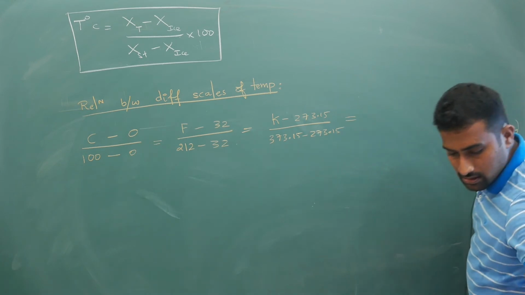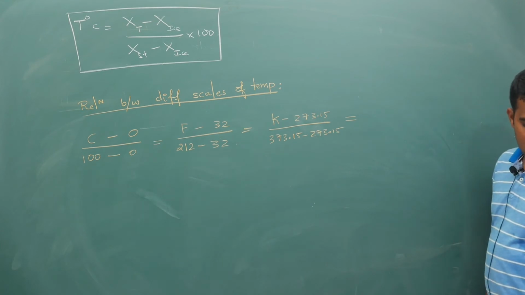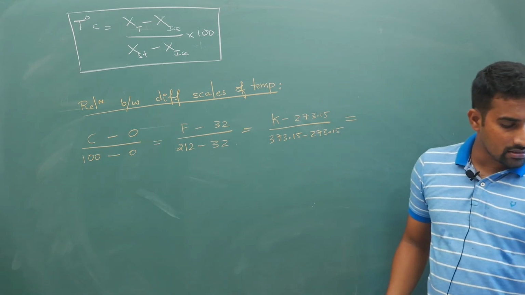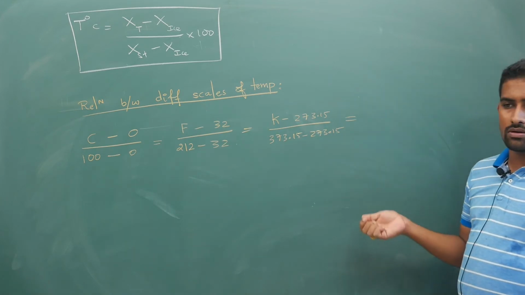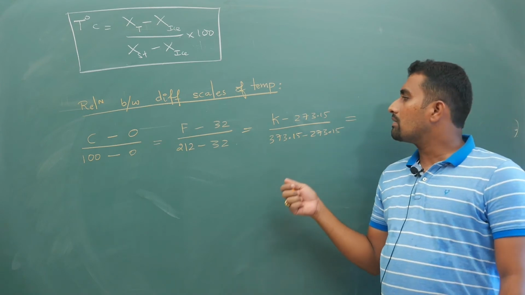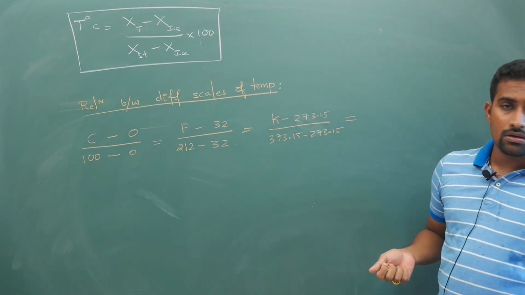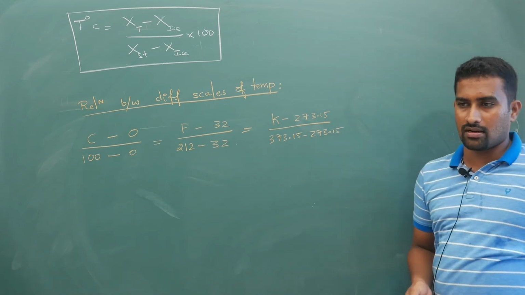R minus 0 by 80 minus 0, you check it on the internet or somewhere. I don't remember, but usually one will be 632 something. I need to refer to the book, it will just kill our time now. So these are the commonly used temperature scales. For us these are enough.